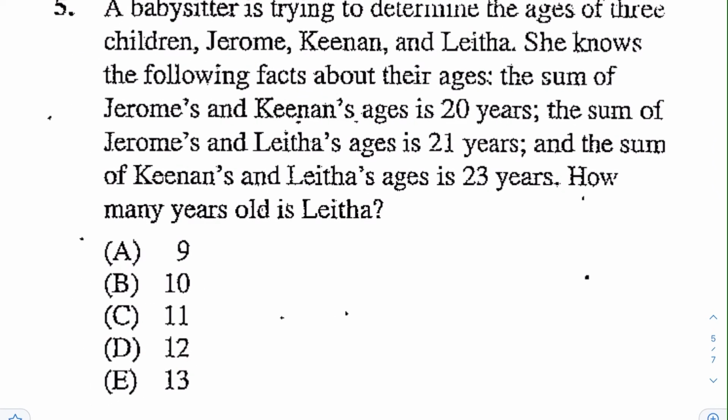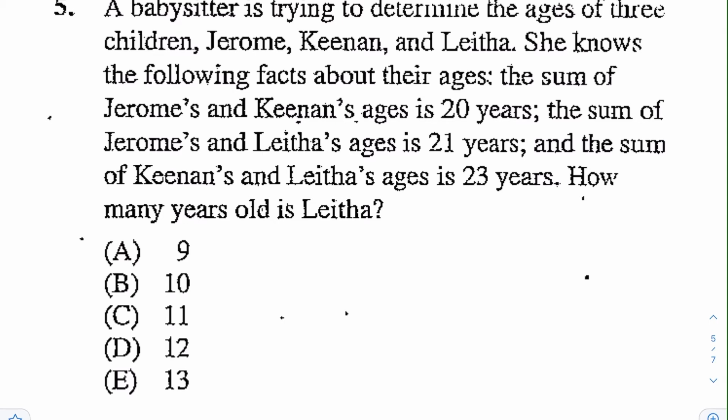Next, for number 5, a babysitter is trying to determine the ages of 3 children, Jerome, Keenan, and Letha. She knows the following facts about their ages. The sum of Jerome and Keenan's age is 20. The sum of Jerome and Letha's age is 21. And the sum of Keenan and Letha's age is 23. How many years old is Letha?